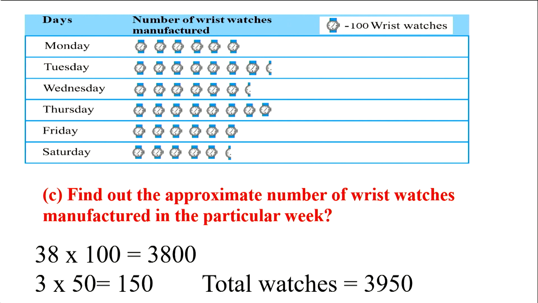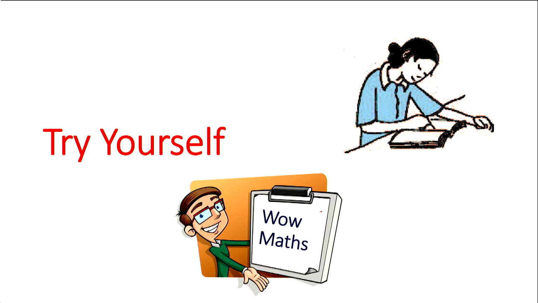In that particular week, we have to find the number of complete pictures. There are 38 such complete pictures in the data given in the question. Therefore, 38 into 100 is 3800, and there are 3 half watches. If you consider that each half watch represents 50, then 3 into 50 gives 150. Therefore, the total number of watches manufactured in that particular week is 3950 watches. This is how we have to answer questions based on a pictograph.